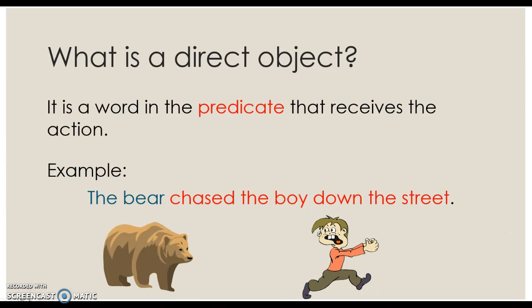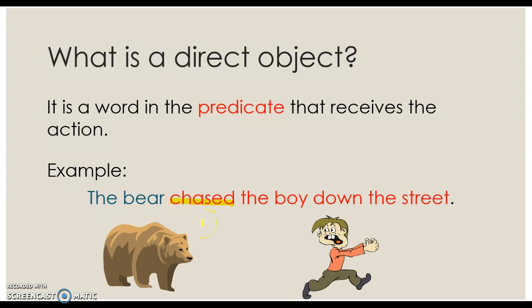Well, we know that in a sentence there are two parts. There's the subject, which I have here in blue, the bear, and then there's the predicate, chased the boy down the street. Inside of the sentence, the bear chased the boy down the street, we have our action verb. So here's our action verb, chased.